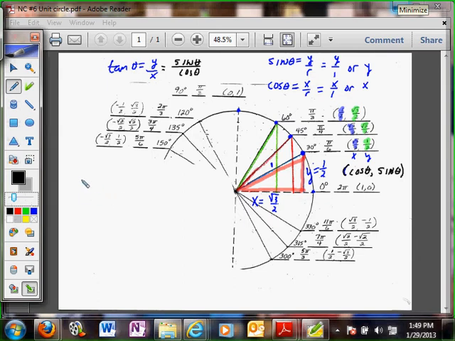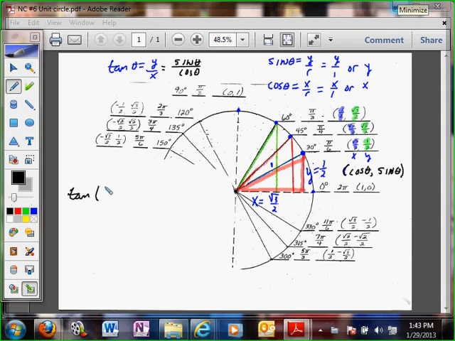Okay, so we know that tangent is equal to sine theta over cosine theta. Let's see if we can find the tangent of pi over 6. Well, we know that that's going to be equal to sine theta over cosine theta. Well, what's sine of pi over 6? Sine of pi over 6 is 1/2 divided by cosine of pi over 6, which is root 3 over 2.